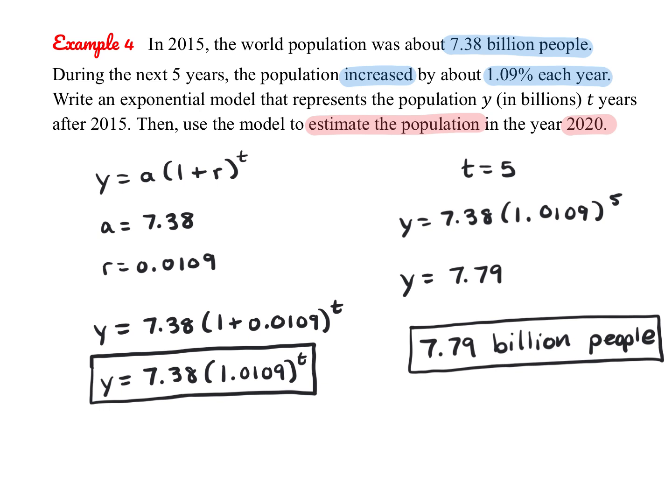So again, here's just another good example of how useful these types of models can be. They are very commonly used to model different population growths or decreases.